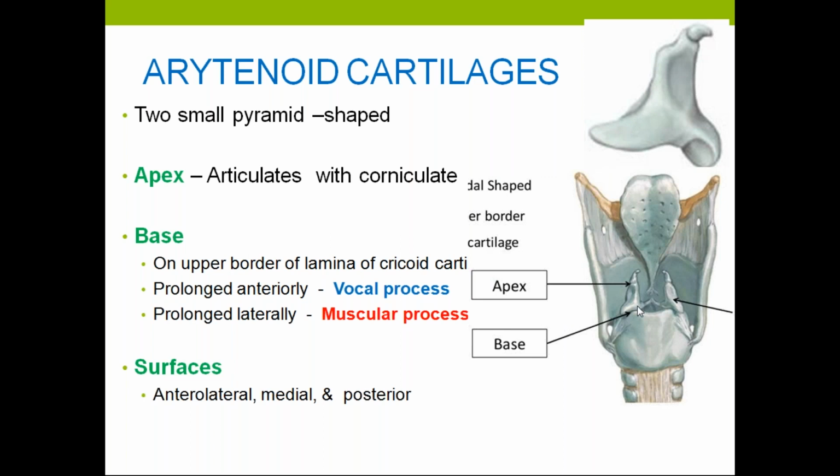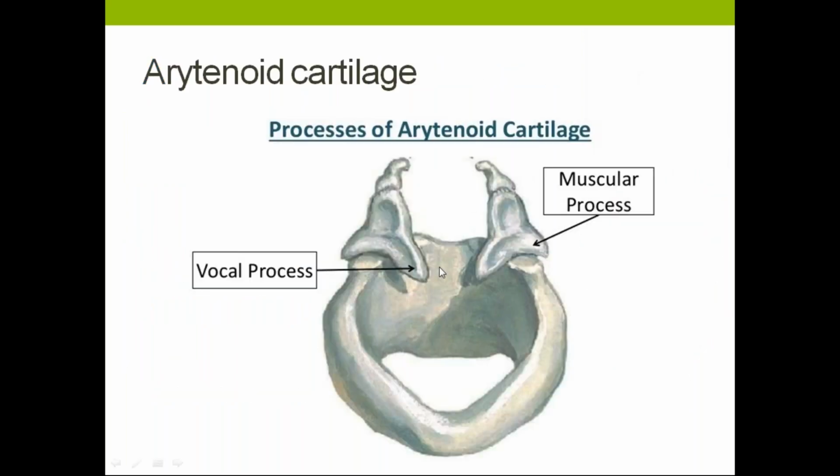Now just see in this picture. This is the apex, this is the base. The medial surfaces will face each other, and this is the posterior surface. The anterolateral surface will be this side. Now we'll go into detail about the processes of the arytenoid cartilage. I already said there will be an extension to form the vocal process, and this is the muscular process. You can see the base of the arytenoid cartilage, it lies over the upper border of the lamina of the cricoid cartilage.